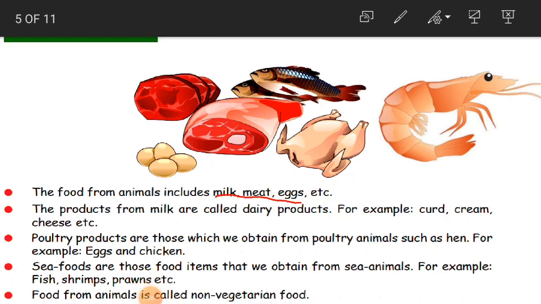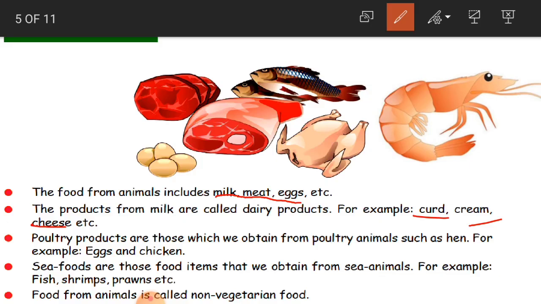The products from milk are called dairy products. For example, curd, cream, cheese, etc. So what are all the products we get from milk, children? For example, curd, cream, cheese, butter, ghee and all that. We call them dairy products, because they are made from milk.